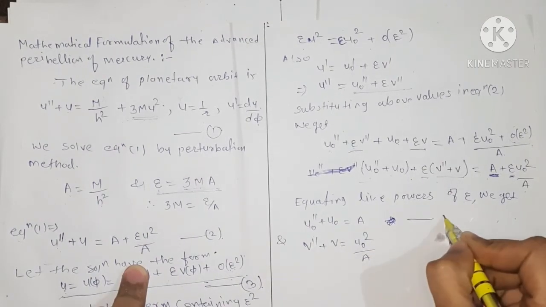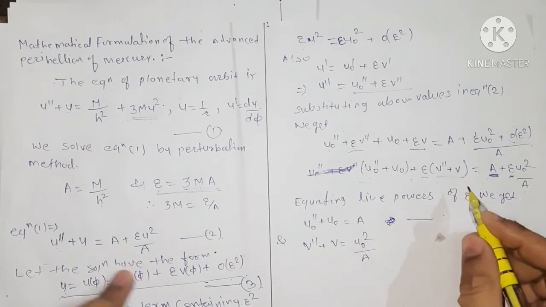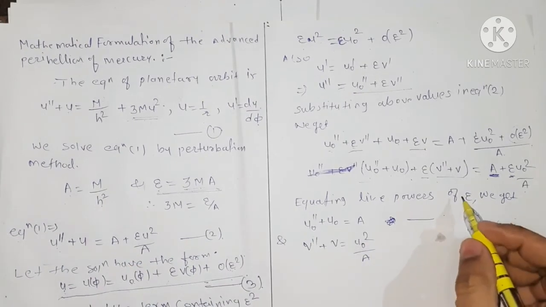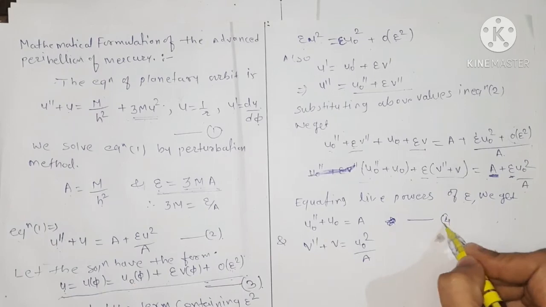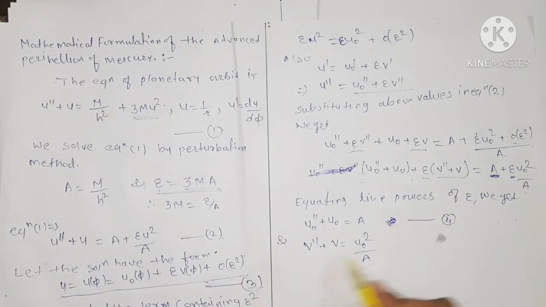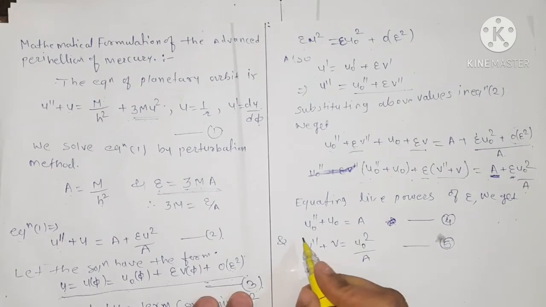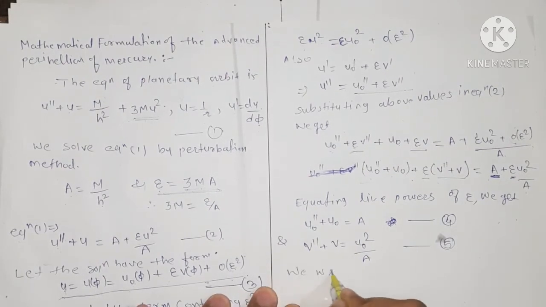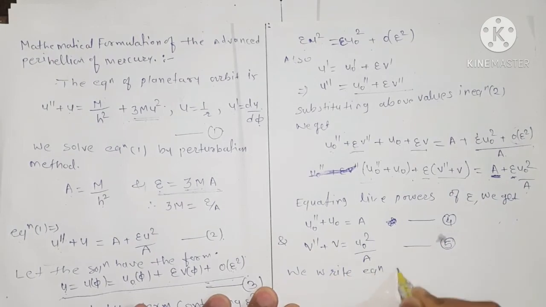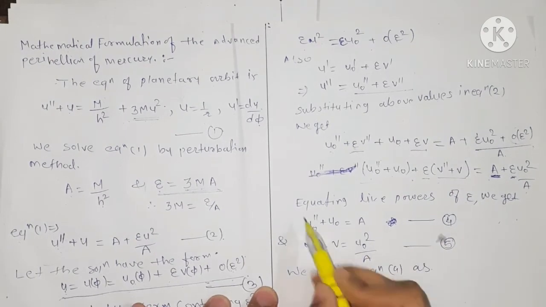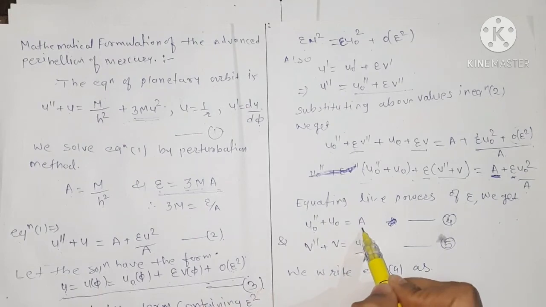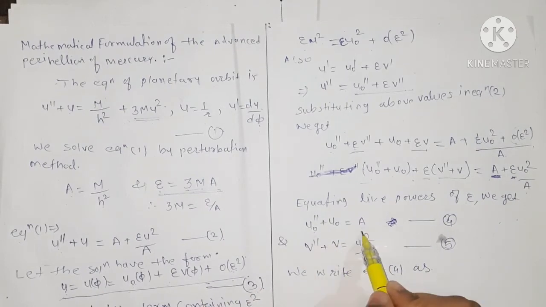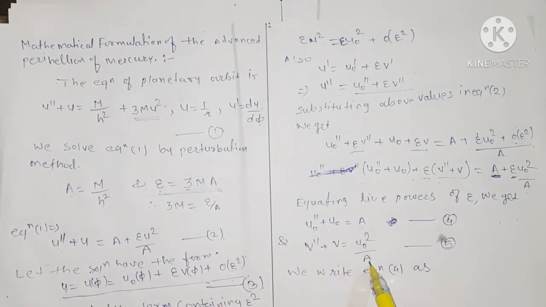We give this as an equation number. This is our equation 3, this is equation number 4, 3 is completed here, so 4, and this is 5. Okay, now we write equation 4 as u0 double dash plus u0 equals A. This is again a differential equation.